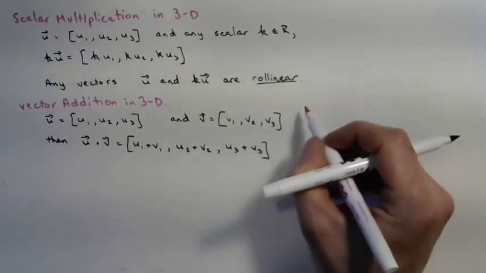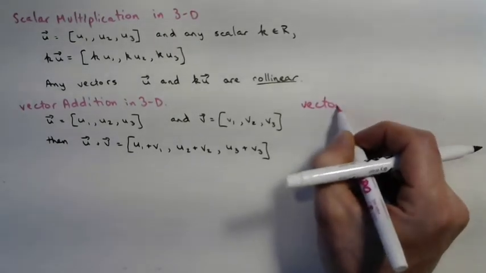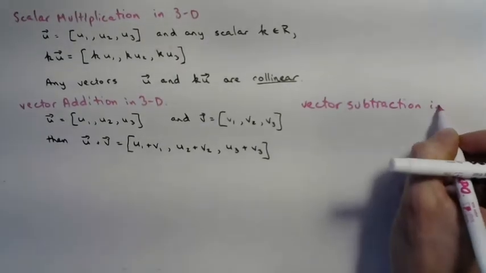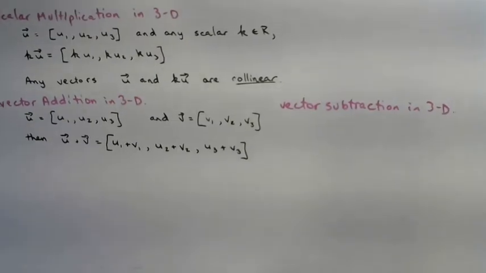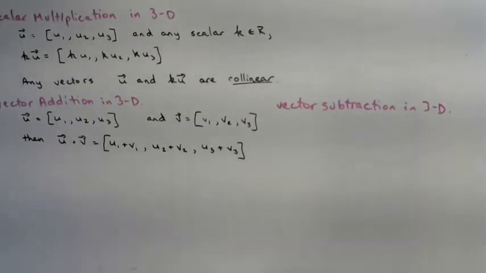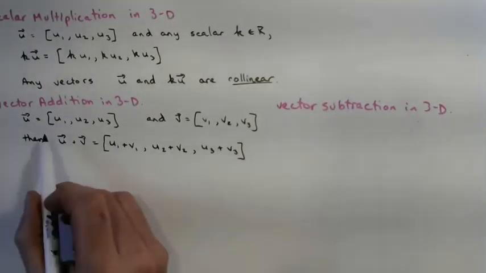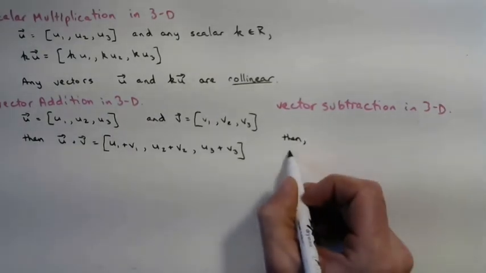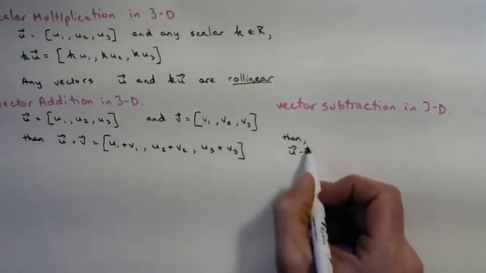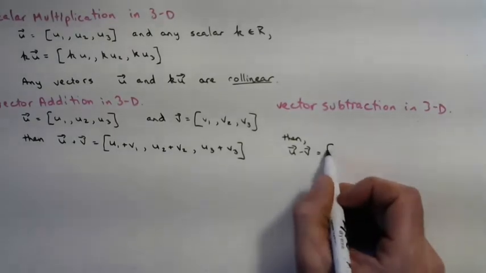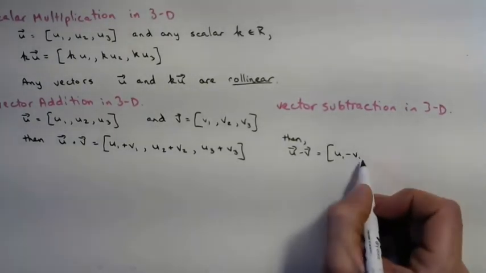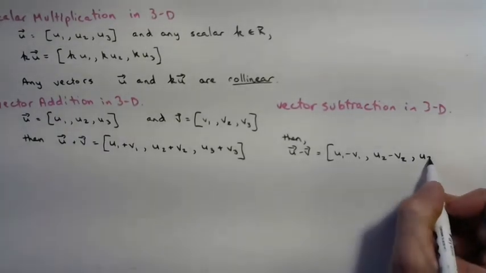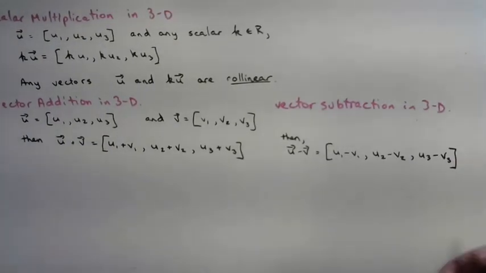All right, what about vector subtraction? Vector subtraction in 3D works the same way. Let's have u and v, then u minus v. The difference between u and v is u1 minus v1, comma, u2 minus v2, comma, u3 minus v3.